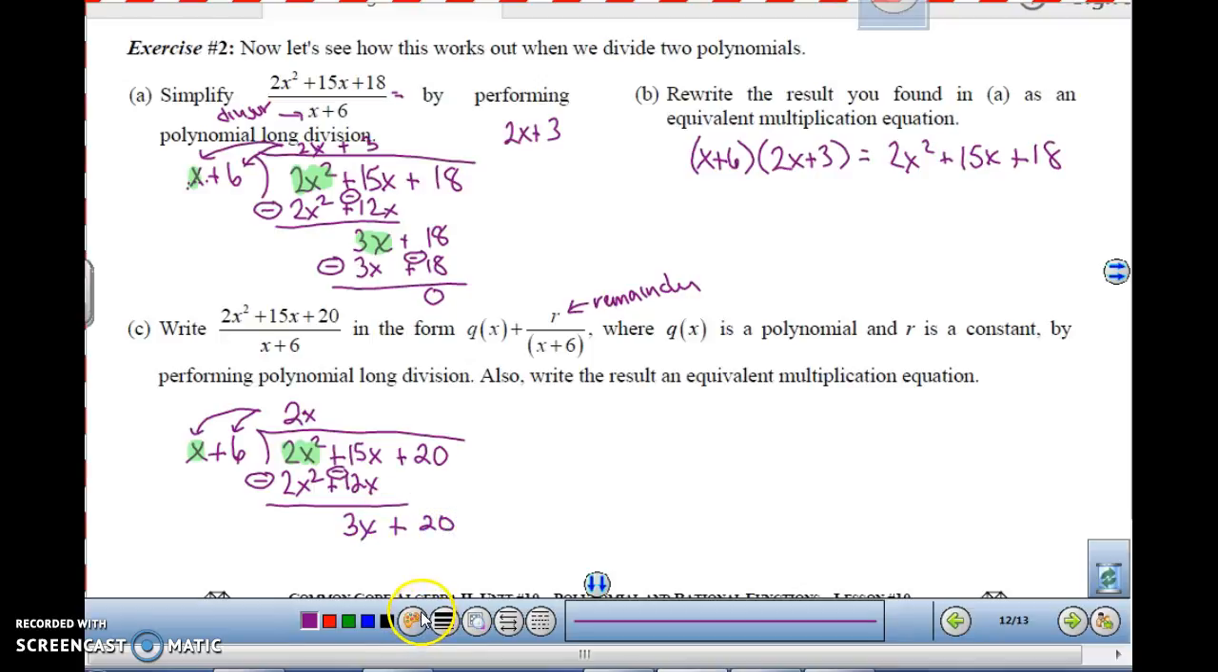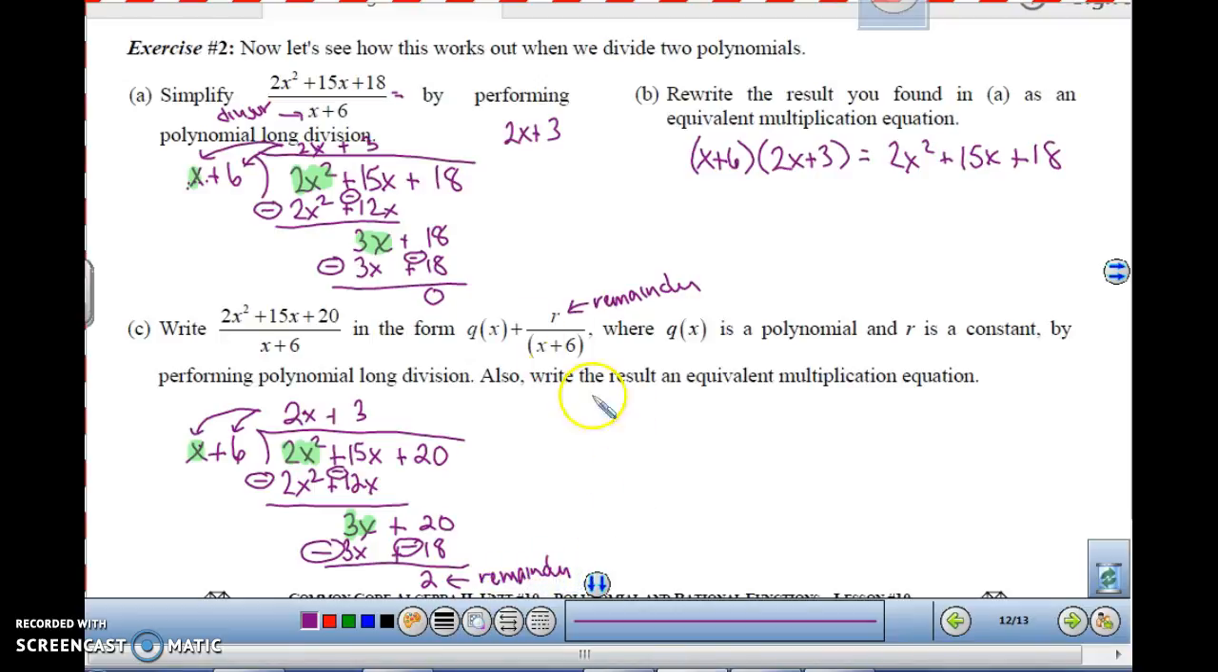Okay, now we're going to repeat the process. X goes into 3x. X times what is 3x? It'd be x times 3. All right, multiply both of these. 3 times x is 3x. 3 times 6 is 18. And then subtract. Make sure you subtract both terms. 3x minus 3x is 0. 20 minus 18 is 2. So this is my remainder.